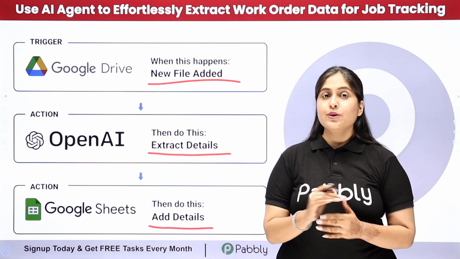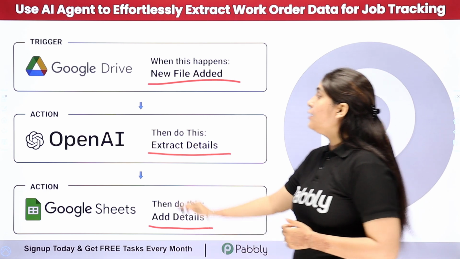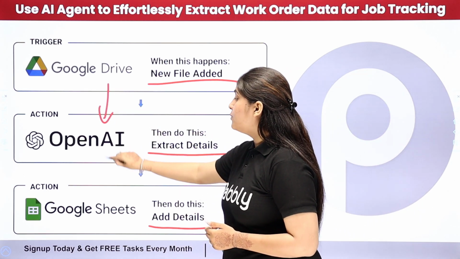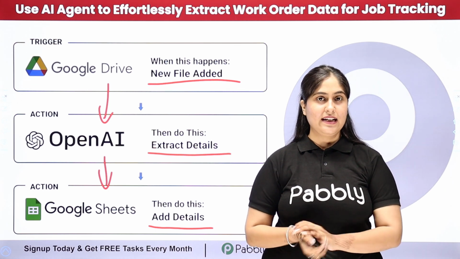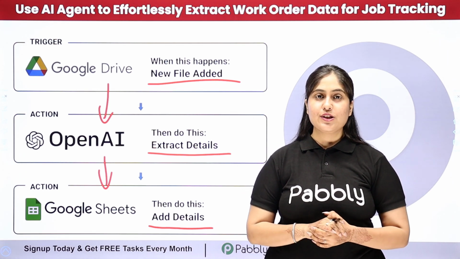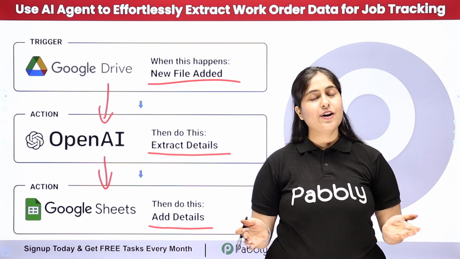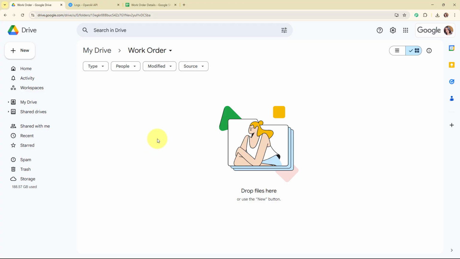So now, to automate the entire process, I need to connect my Google Drive with OpenAI and Google Sheets using an automation software named Pabbly Connect. So to see the working of this automation and to learn this process step by step, let me take you to my screen. Welcome to my screen.